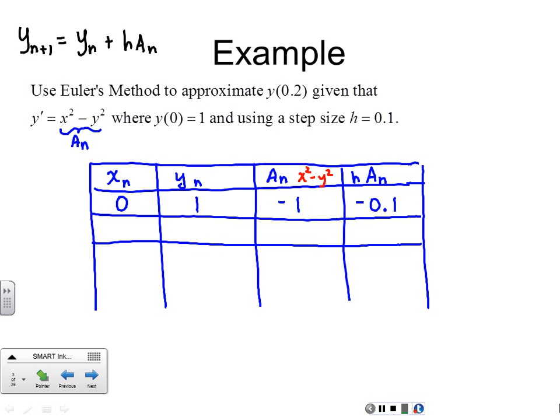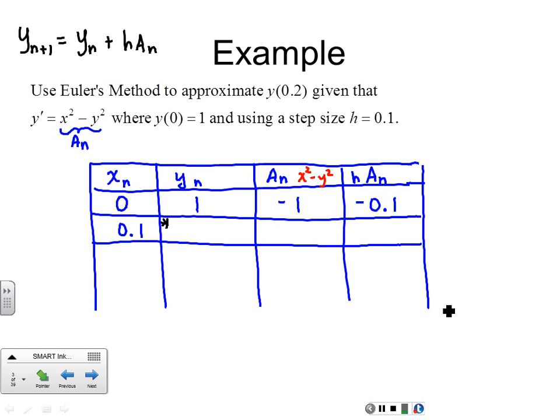The step size, if you'll remember, is how x grows. So what is my next x sub n? 0.1. You're going to add your step size each time to your x. That's how the x grows, by the step size. So 0.1. So in this second blank right here, it's the first time we're going to do Euler's method. So I'll make a little mark here to let me know that's what I'm going to do.